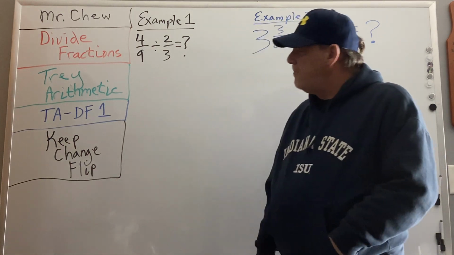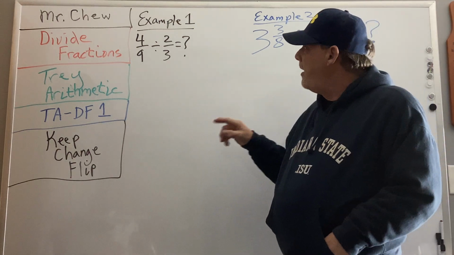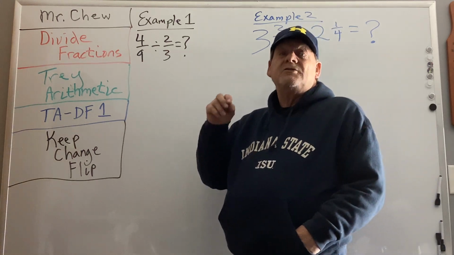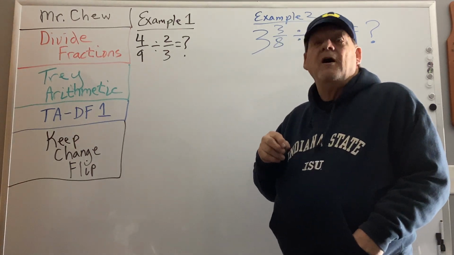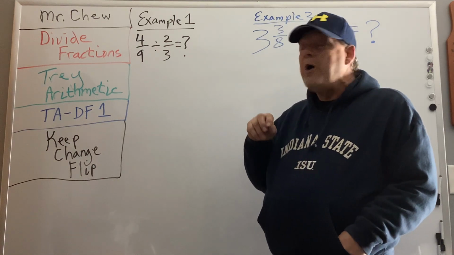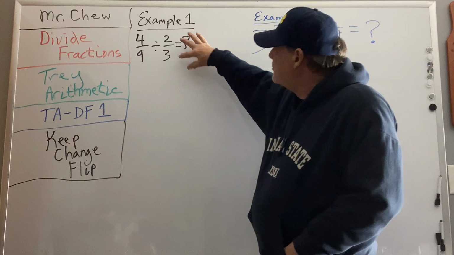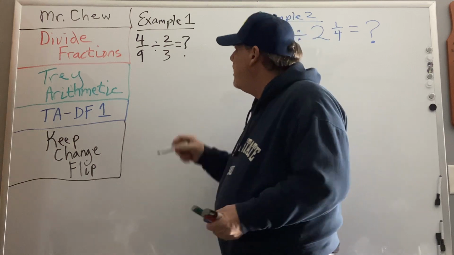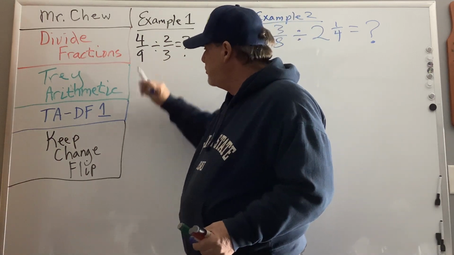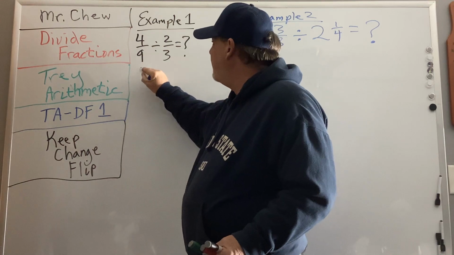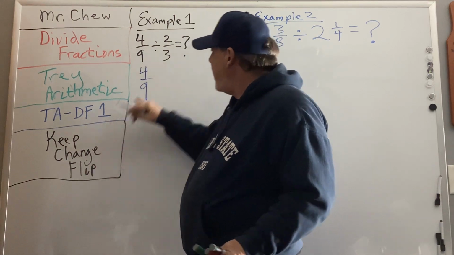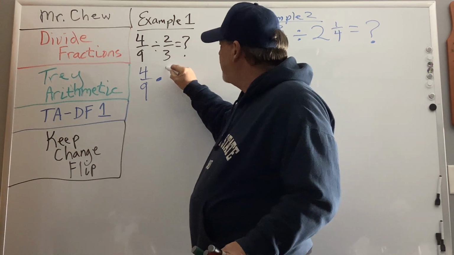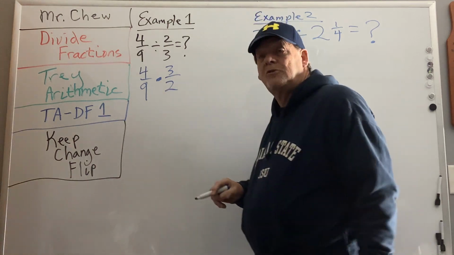So what does keep, change, flip mean? It means you have to convert this division problem to a multiplication problem. And when you do that, since multiplication is the inverse of division, you have to flip. What does flip mean? It means to write the reciprocal. So this changes to, I have to keep the first one. That's what the keep means. So I write 4/9. I need to change division to multiplication, and then I need to flip or write the reciprocal. So instead of 2/3, it becomes 3/2.